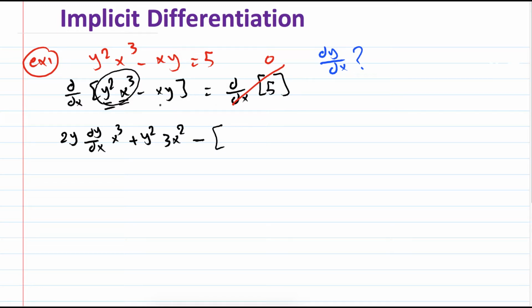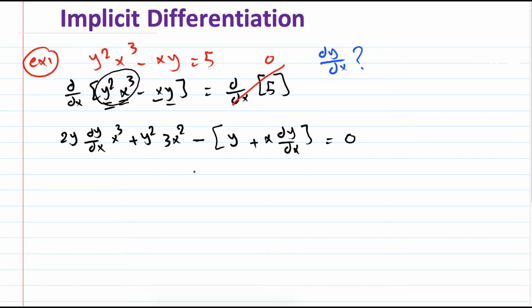Okay, the derivative of x times y is the derivative of x multiplied by y plus the derivative of y multiplied by x. The derivative of x is just 1, multiplied by y is just y. Plus x multiplied by the derivative of y. The derivative of y is 1, so it will be 1 times dy over dx. Don't forget the dy over dx after any derivative of y. So dy over dx equals to 0.